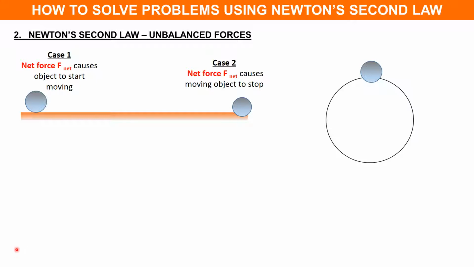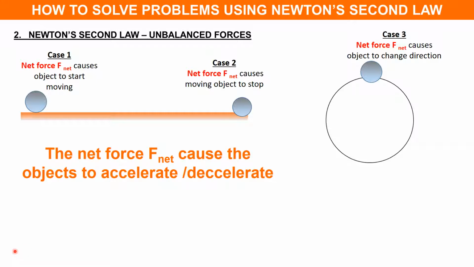Now what about case number 3? In case number 3, the net force causes this ball to change direction all the time. As a result of this, there is an acceleration acting towards the center of the circle. So in all these three cases, there is a net force that causes the body to accelerate or to decelerate.